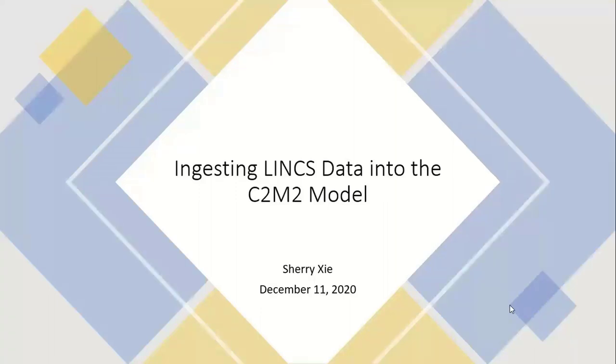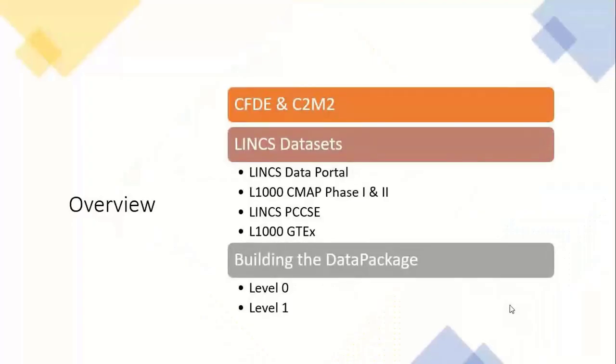So I am just talking about how I got the links data to fit into the crosscut metadata model for the CFDE. So again, a brief overview of what I'll be talking about today is what a CFDE is, what the crosscut metadata model is, and then also the links data sets that I particularly worked with. And then finally, how the data packages were actually built for incorporation into the crosscut metadata model.